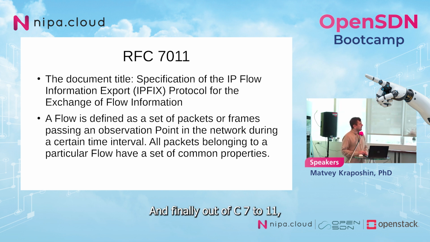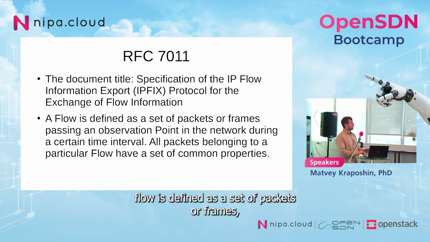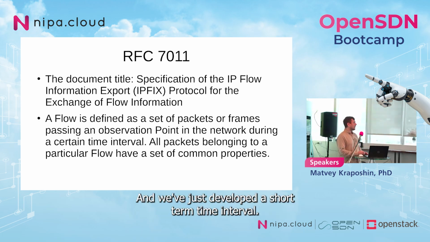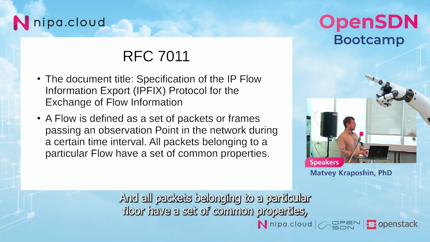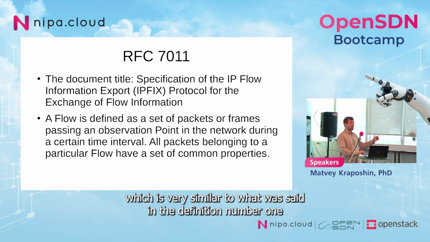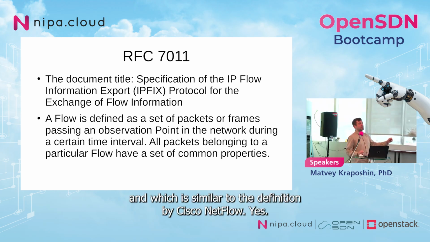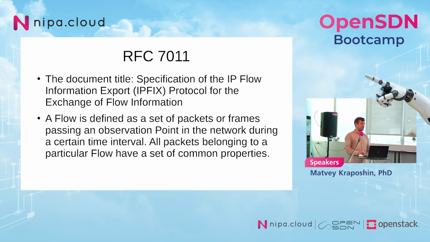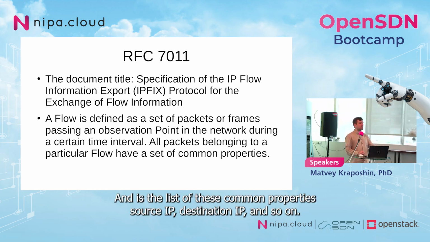And finally, RFC 7011. Flow is defined as a set of packets or frames passing an observation point. We've heard about this. In the network during a certain time interval. So this is also known to us. And all packets belonging to a particular flow have a set of common properties, which is very similar to what was set in definition number one, and which is similar to the definition by Cisco NetFlow. Yes, they say that flow is a sequence of packets having common properties. And they listed these common properties: source IP, destination IP, and so on.